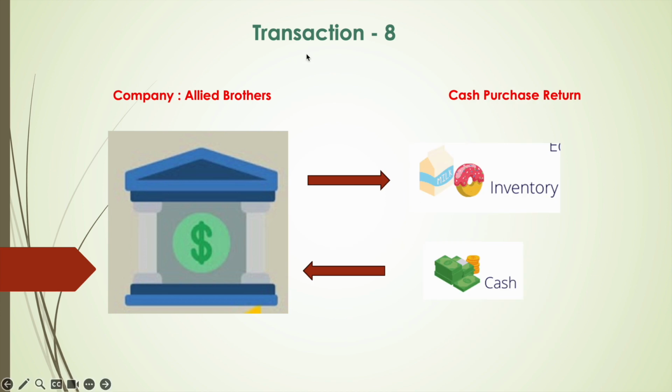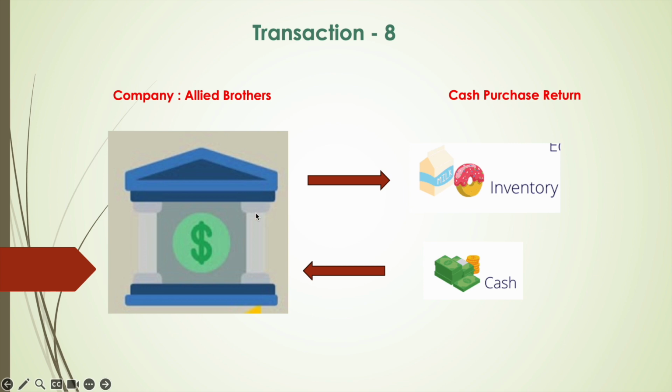Transaction number 8. Cash purchase return. A cash purchase return, also known as a cash refund or cash return, occurs when a buyer returns goods to a seller for which they made a cash payment at the time of purchase. This transaction involves the reversal of the original cash purchase and typically results in the return of the purchase price to the buyer. Buyer returns goods.